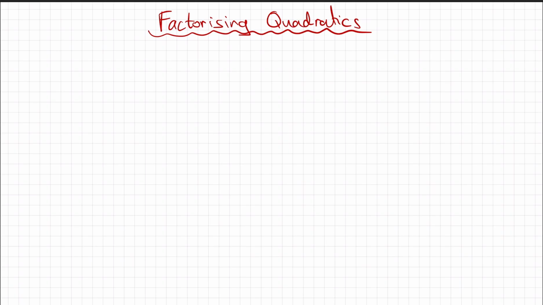Factoring quadratics is one of the most important areas of maths since quadratics come out absolutely everywhere, but they're also quite difficult, especially when it's non-monic, which I'll explain now.